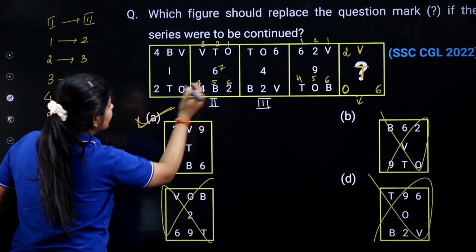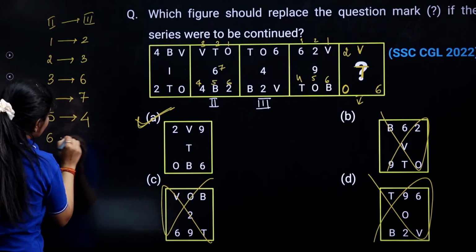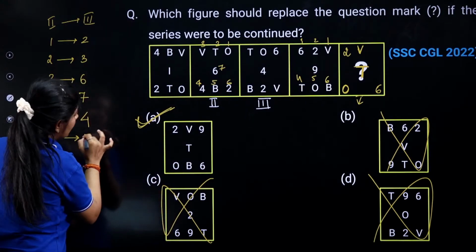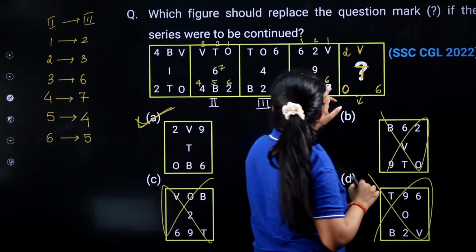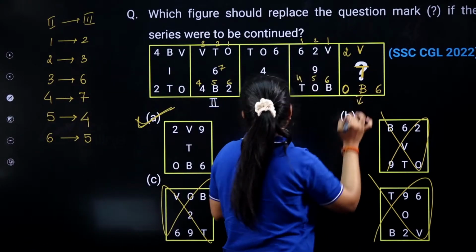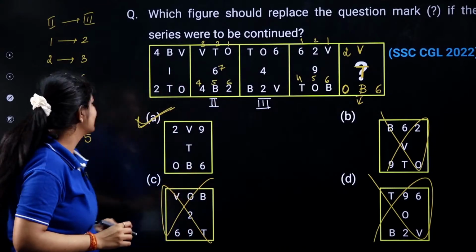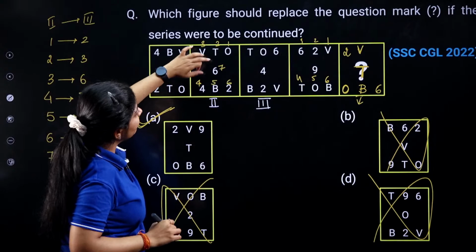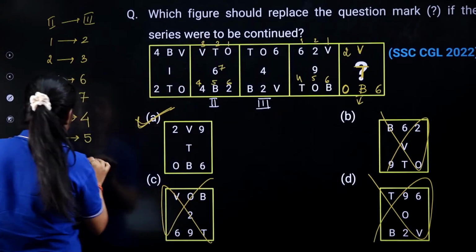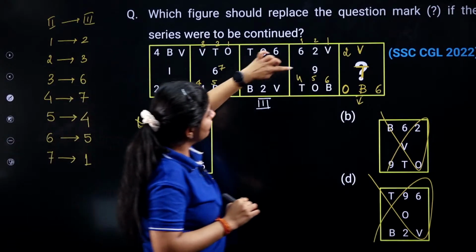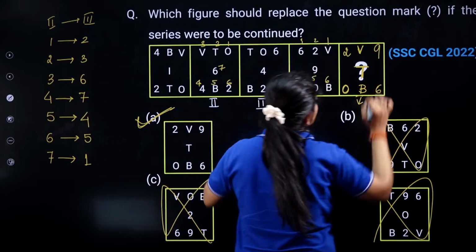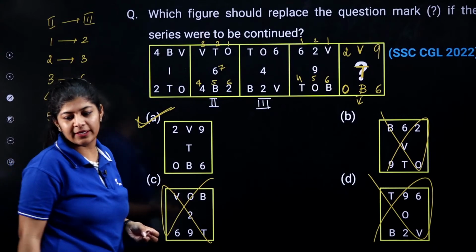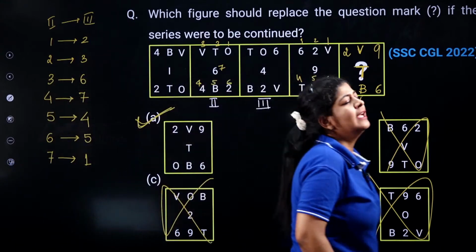Next one. The 6th position is shifted to 5th one. That means this B should come at this place. Do we have B? Yes. And the 7th one. This 7th one is shifted to 1st position. Are we getting our answer? Yes. So the correct answer over here is your option number A.